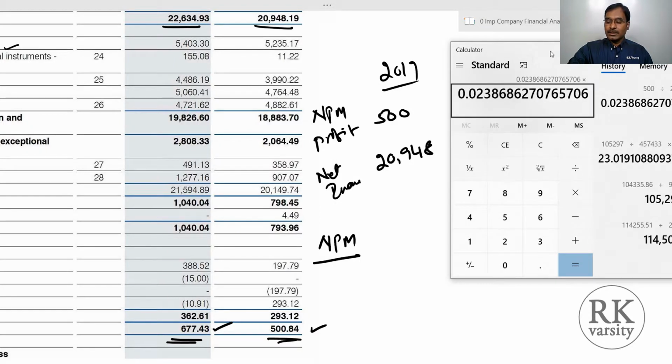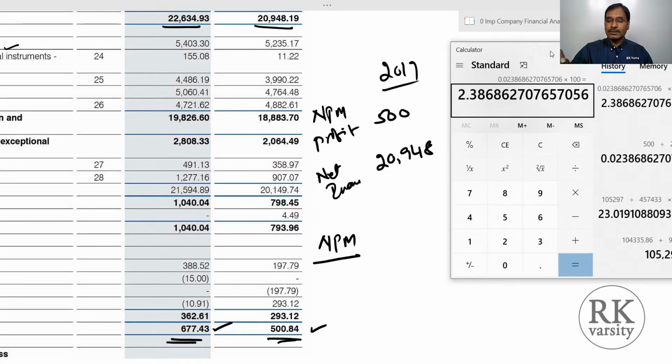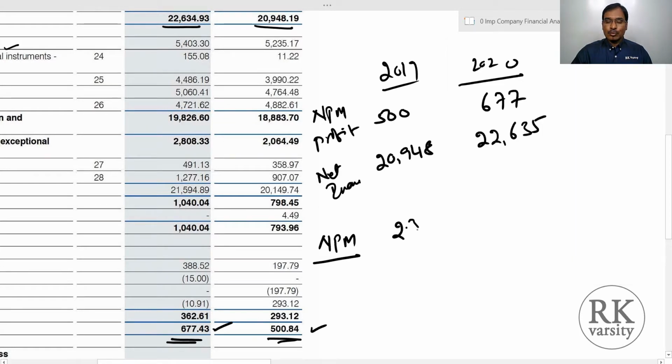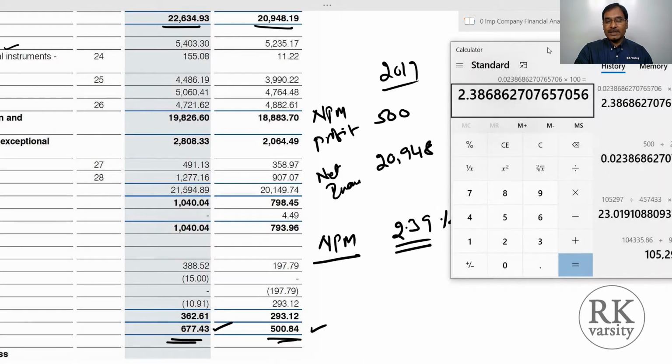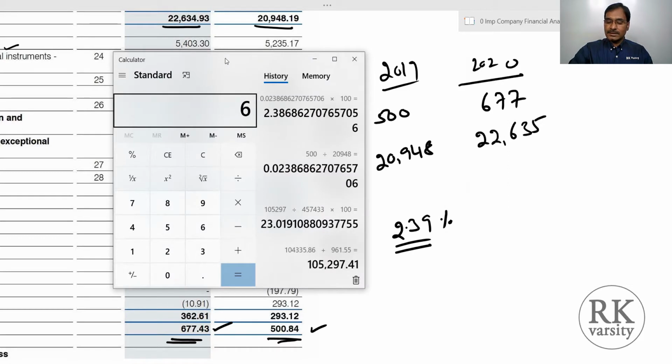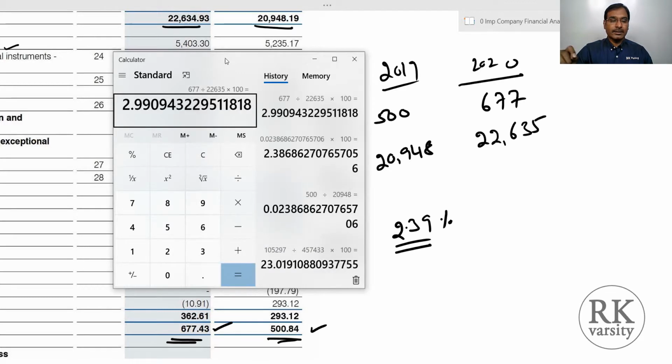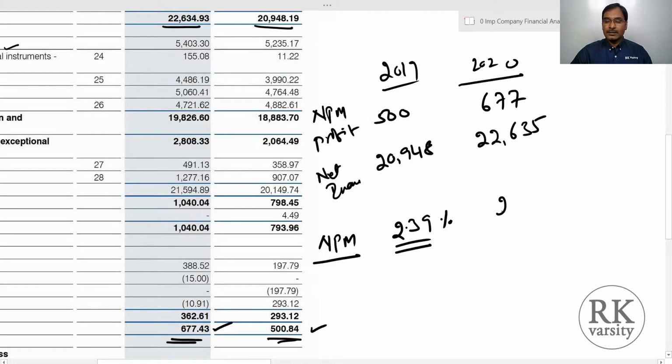So your net profit margin will be 500 upon 20,948 into 100. So 2.38%, or let us say 2.39%. So 2.39% was the net profit margin for the year 2019, and similarly for 2020, this is 677 upon 22,635 into 100. So 2.99%, or let us say 3%.